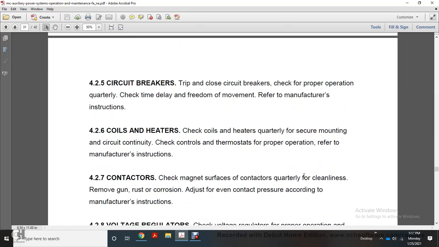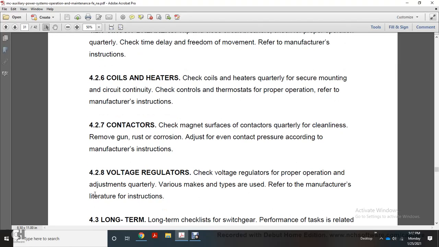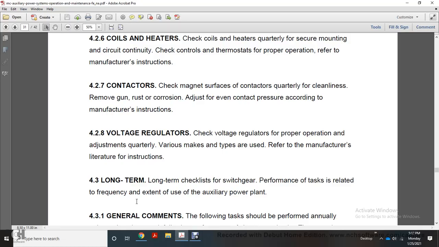Contactors: check the magnetic surface of the contactor quarterly for cleanliness. Remove gum, rust, and corrosion. Adjust for even contact pressure according to the manufacturer's instruction. Voltage regulator: check the voltage regulator for proper operation. Adjust quarterly. Various makes and types are used. Refer to manufacturing literature and instruction.